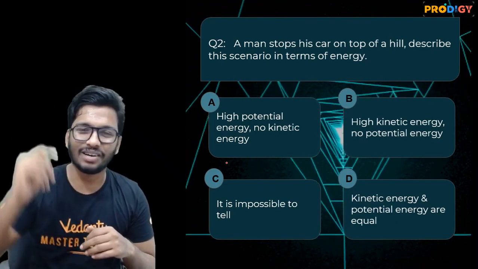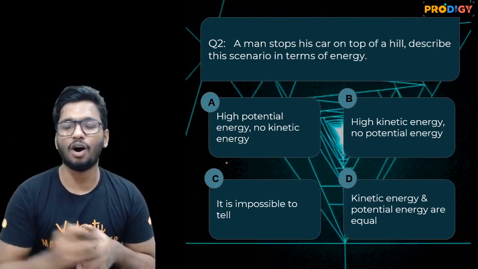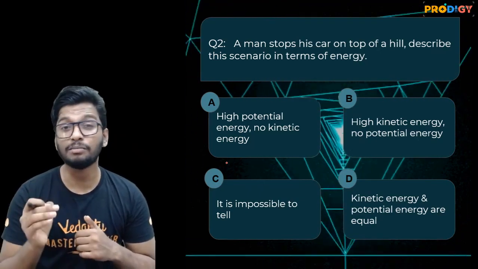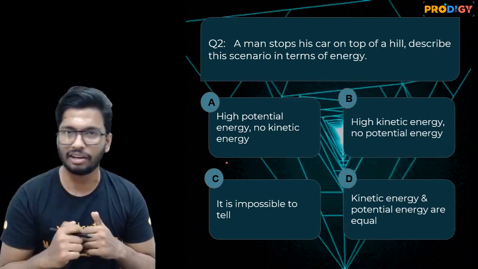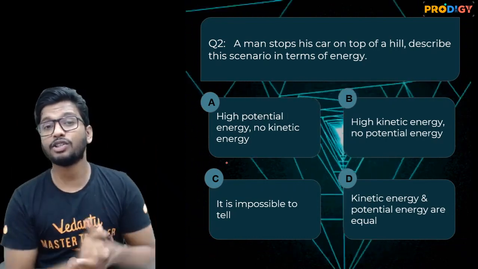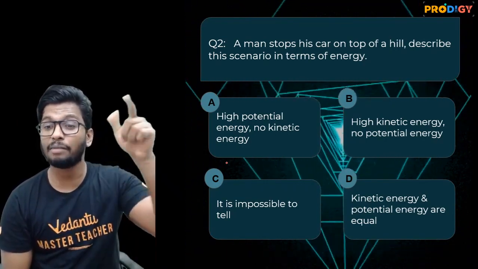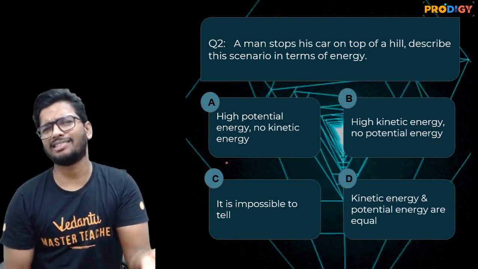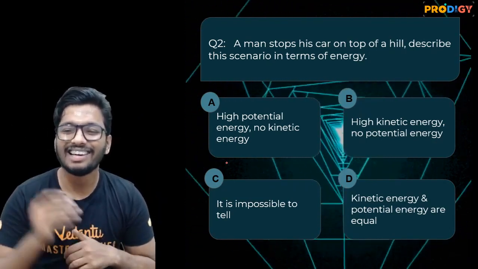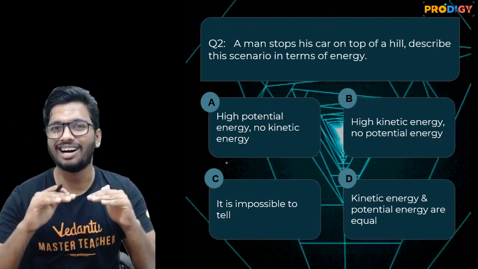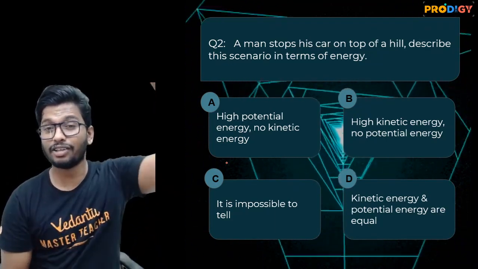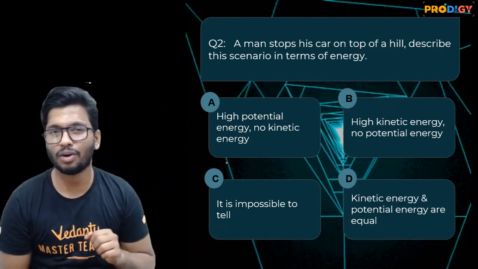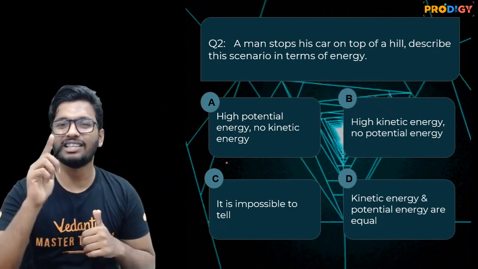All right, second question. A man stops his car on top of a hill. Describe the scenario in terms of energy. Let me read out the options. High potential energy and no kinetic energy. High kinetic energy and no potential energy. It is impossible to tell. And finally, kinetic energy and potential energy are equal. A car which is stopped at the top of a hill. What would that scenario be in terms of energy?